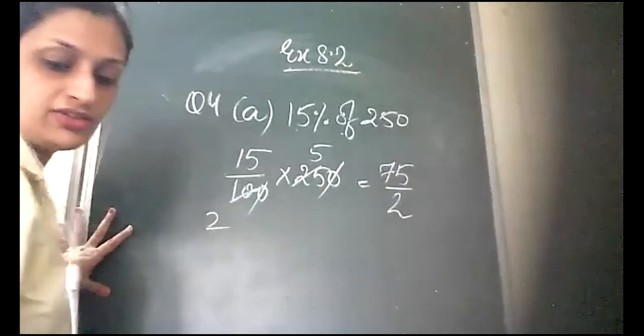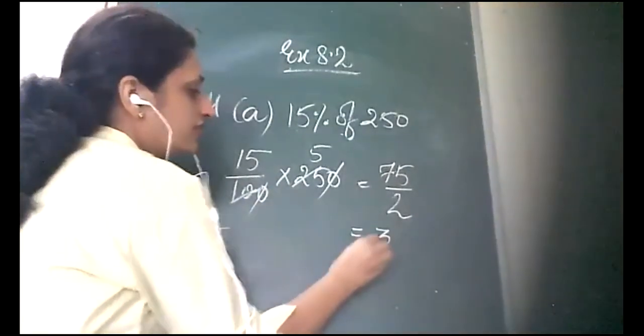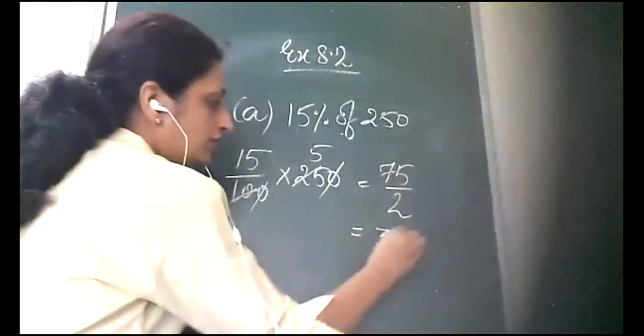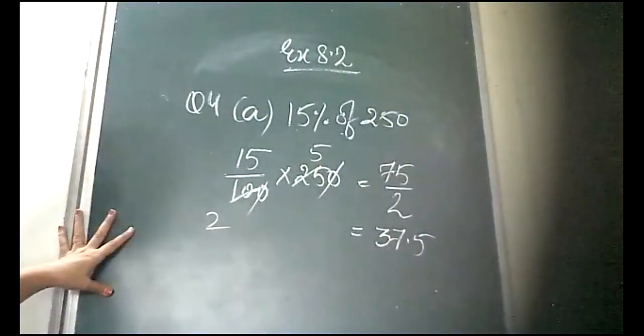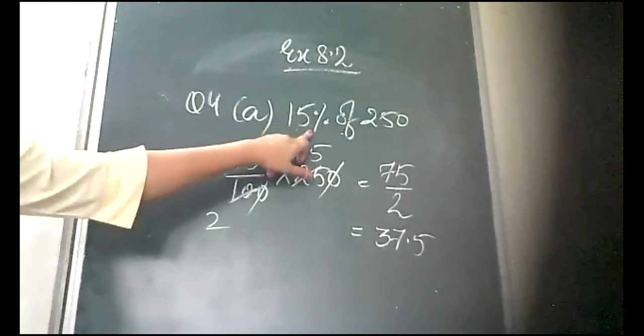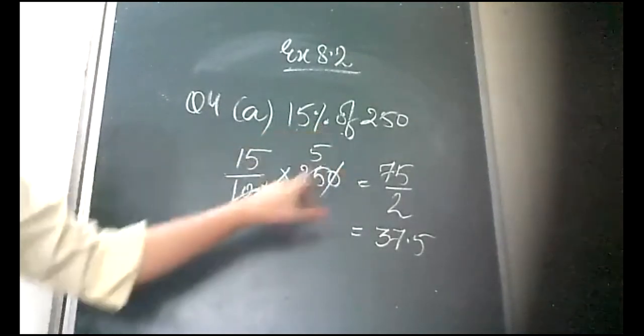Now you can divide this number. 75 divided by 2. 2 3s are 6. 2 7s are 14. 2 5s are 10. 37.5. Clear? In this way, you have to solve this question. Here, percentage will be changed into 100th part and of will be changed into multiplication.